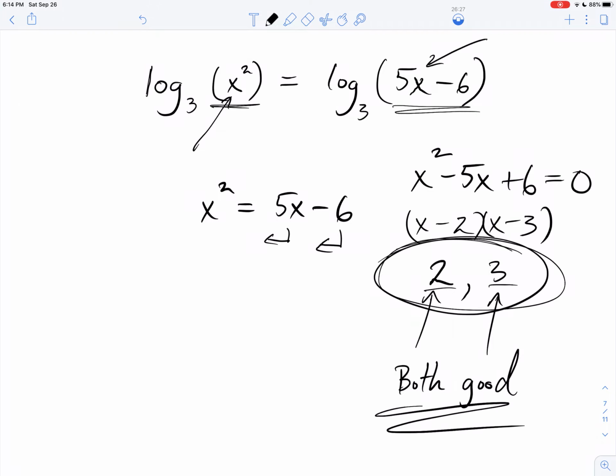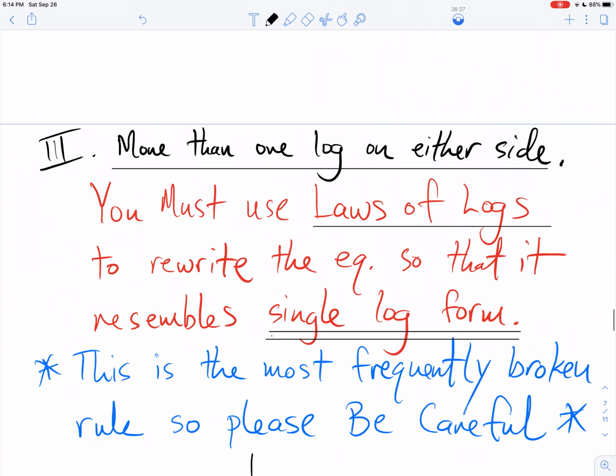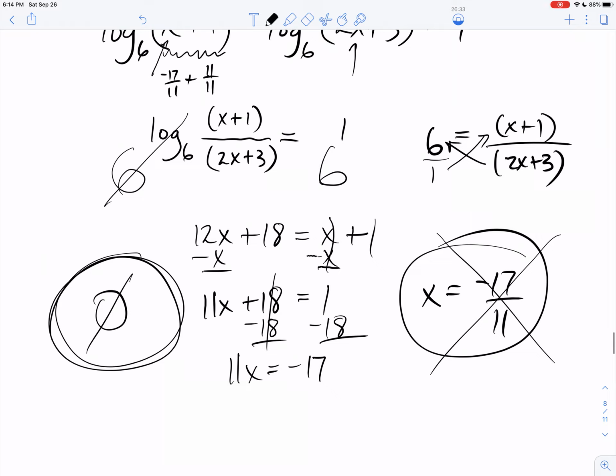So in log world, you can have one answer, 2 answers, or sometimes you get no solution. Remember, this is just a fancy way to say no solution. I just am lazy, so I like to use the mathematical symbols that allow me to be lazy.